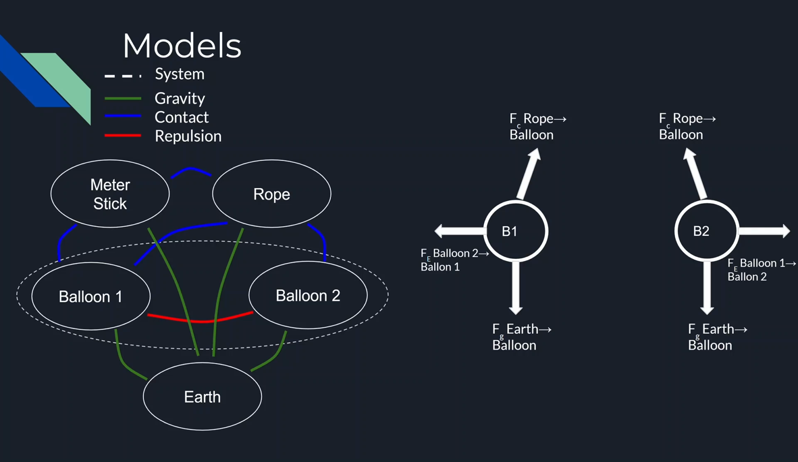Our force diagrams show the forces that are applied onto the two balloons after their repulsion. Each balloon has an equal gravitational force being applied downward from the earth. The contact tension force being applied by the rope is equal and at a 70-degree angle on each side. The electrical repulsion forces applied by each balloon onto the other are equal and opposite, giving us an 11-centimeter gap.